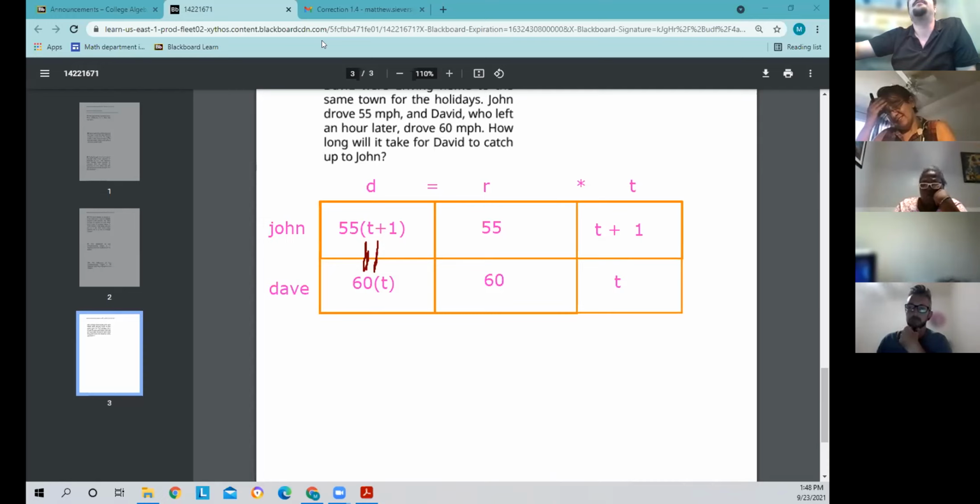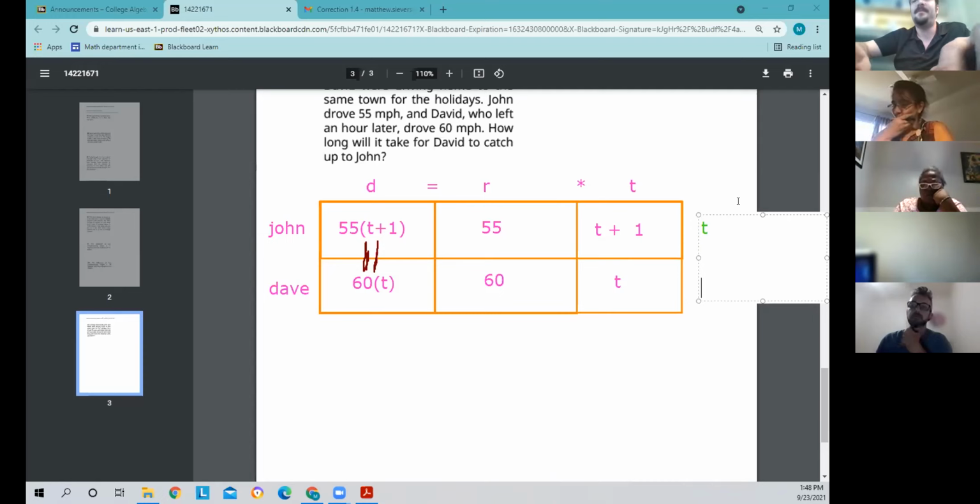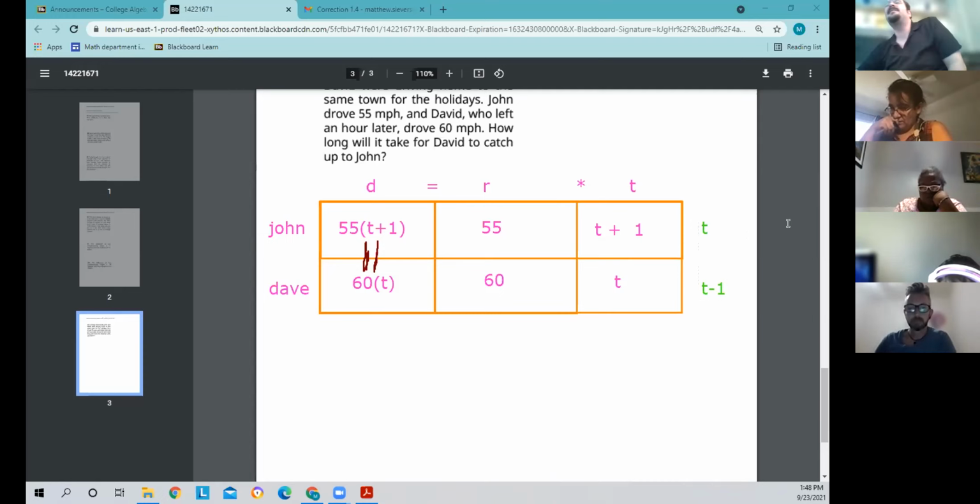Alternatively, I'll do it in a different color. If you did this one, you could solve for him, and you can make this one t minus one. So if you did it differently, you just have to remember how you defined your variables. You could still get the same solution. There are multiple ways to do it.